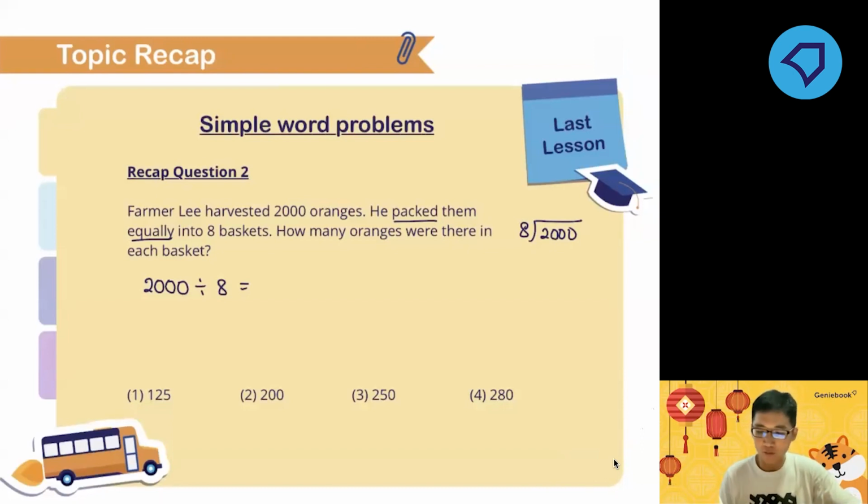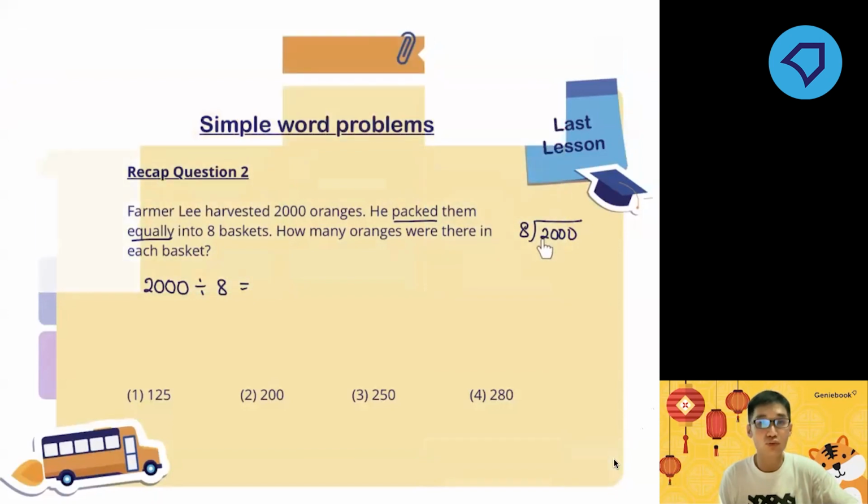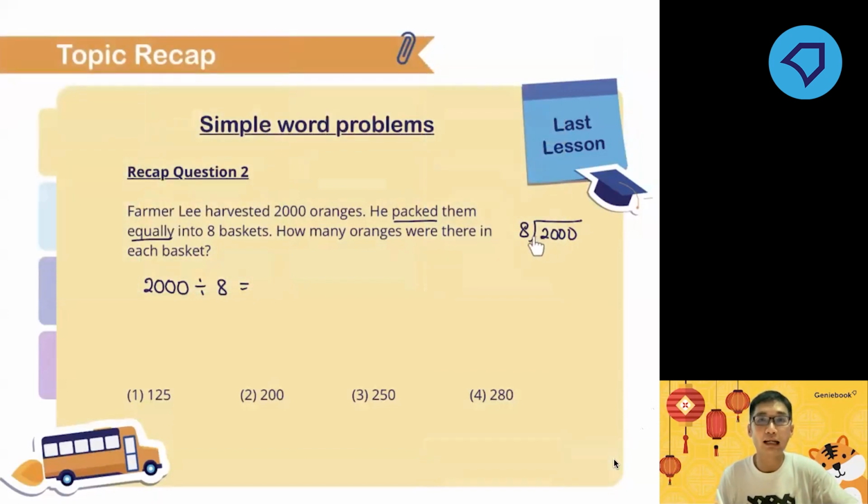Now, again, we start off from the leftmost digit here, 2. Now, because 2 is smaller than 8, we can't do the division. We have to first put a 0 in the thousandth place of your quotient, right? Then multiply, subtract. Okay, bring down the next digit, 20. So 20 divided by 8. What is 20 divided by 8? What's the closest multiple of 8 here? Right, second multiple of 8 is 16. It's the closest to 20 already.